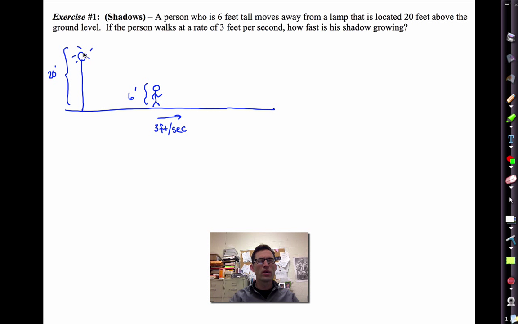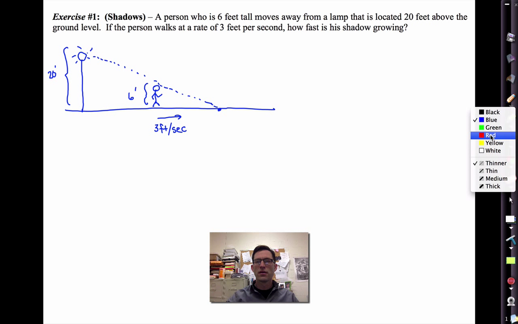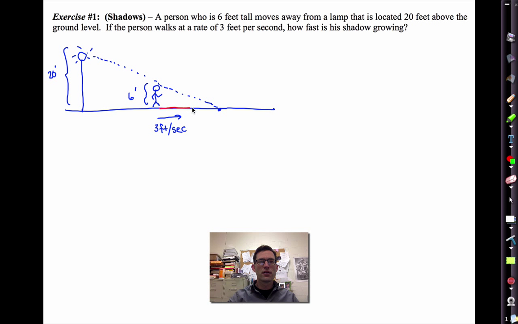And where's the shadow? Well, the shadow is formed because light gets blocked, right? So if you will, the shadow is right in here. That's the shadow. All right, so we're interested in how fast the shadow is growing. Now, a lot of students will look at this and they'll immediately start thinking about the Pythagorean theorem because it appears that there are right triangles involved, and there are. But first, we just have to start to get some rates that we know, rates that we want.